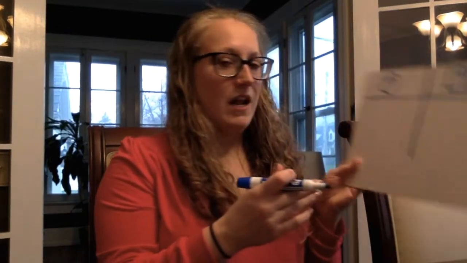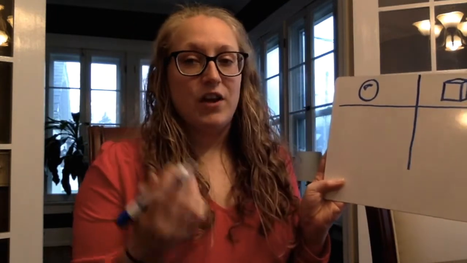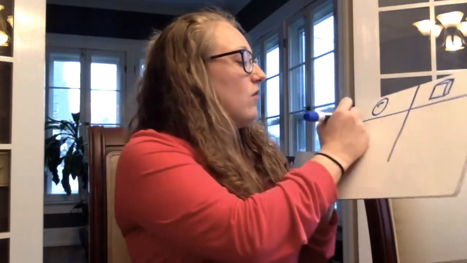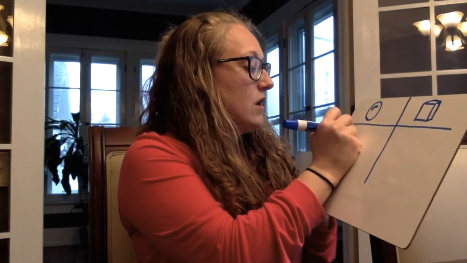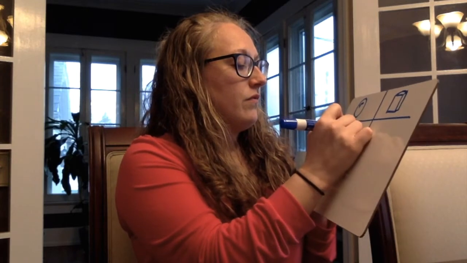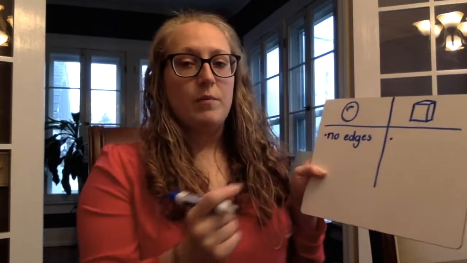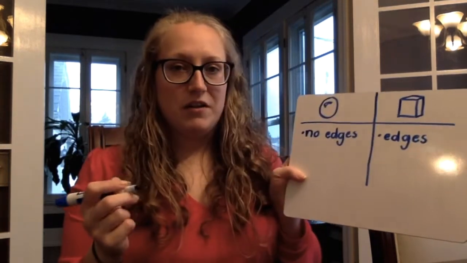So, stay right there. What I'm going to do, I'm going to take this awesome chart that I made where I have a sphere and a cube, and I'm going to write the things that are different, kind of like when we do a Venn diagram. So, right underneath sphere, I'm going to write no edges. And over here underneath cube, I'm going to write edges, because it does have edges. Awesome, kindergarten.